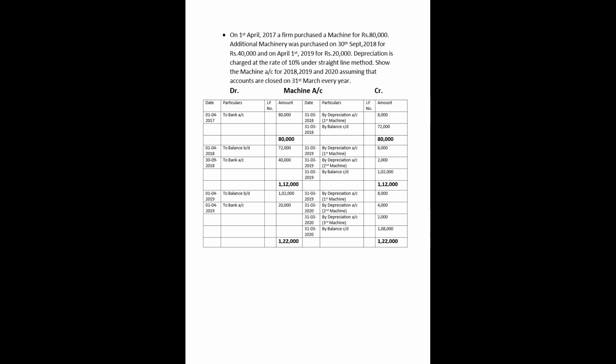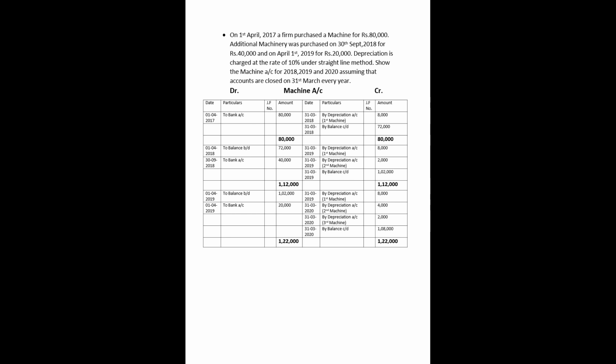We have purchased another machinery on 30th September 2018 for rupees 40,000. That needs to be mentioned as to bank account 40,000 on debit side. Calculate the depreciation for first machinery, second machinery. For second machinery, we need to mention that for 6 months we are calculating, since the amount will be 2,000 not 4,000, and then balance both debit and credit. We'll get balance carried on amount. That amount needs to be mentioned as balance brought on in the next year.